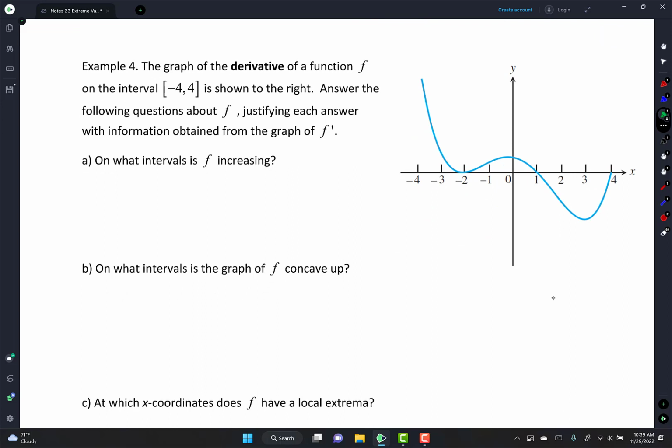All right. The graph of the derivative of a function f on the interval negative 4 to 4 is shown to the right. What graph do I have here? The derivative graph. Label it before we do anything. f prime. What graph are you looking at? The derivative graph. Are we in the clear? All right. Answer the following questions about f, justifying each answer with information obtained from the graph of f prime. Are you guys ready? On what intervals is f increasing?